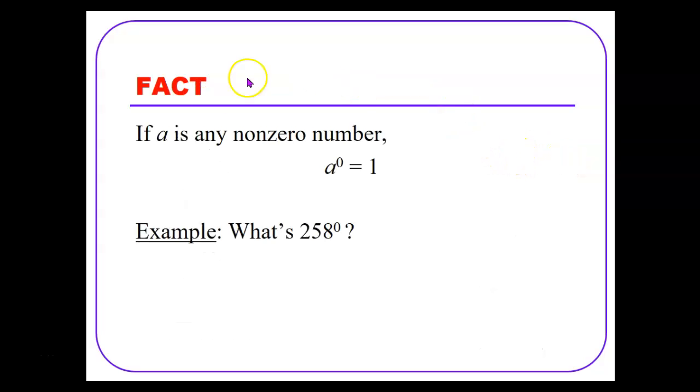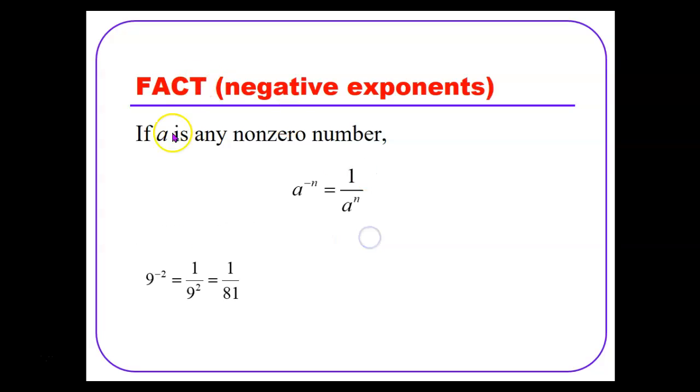So the general rules here: if you take any non-zero number to the 0 power, the answer is always 1. So what's 258 to the 0 power? Answer: 1. And if you take any non-zero number to a negative power, that's equal to 1 over that number to a positive power. So 9 to the negative 2 power is equivalent to 1 over 9 to the positive 2 power, 1 over 9 squared, or 1 over 81.